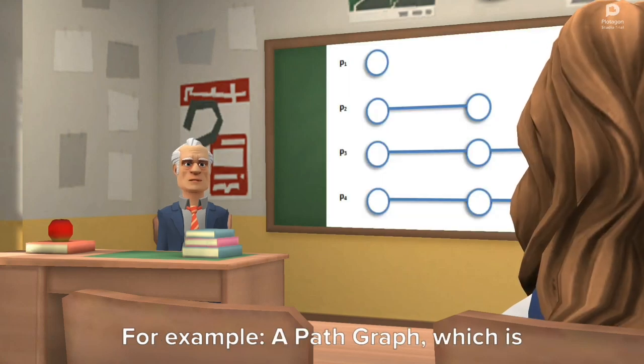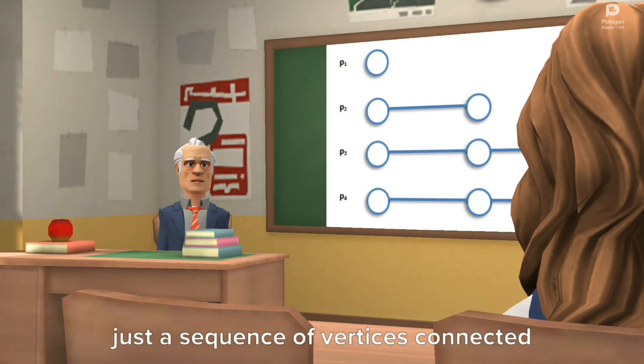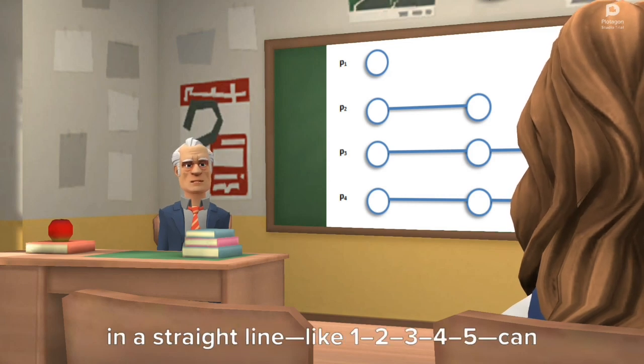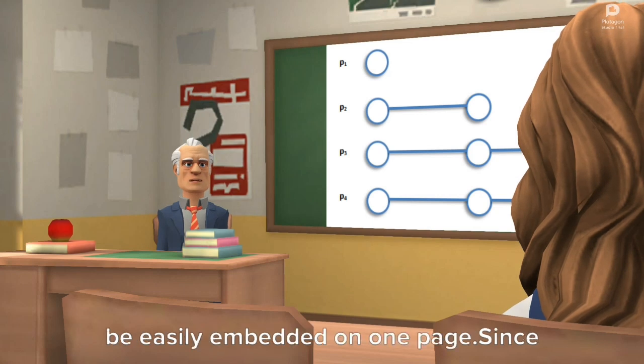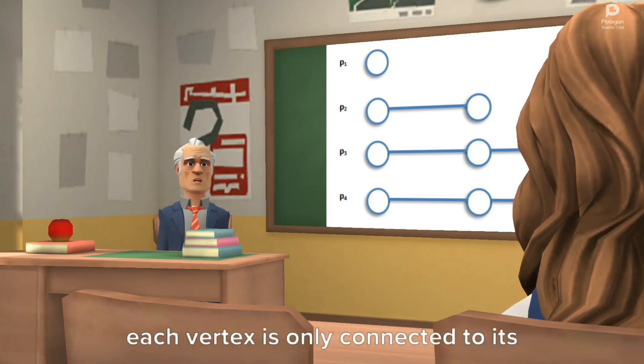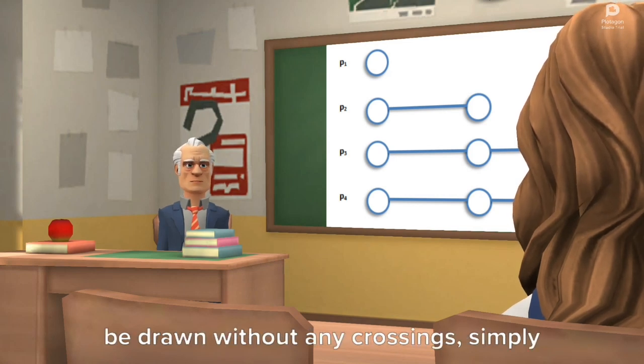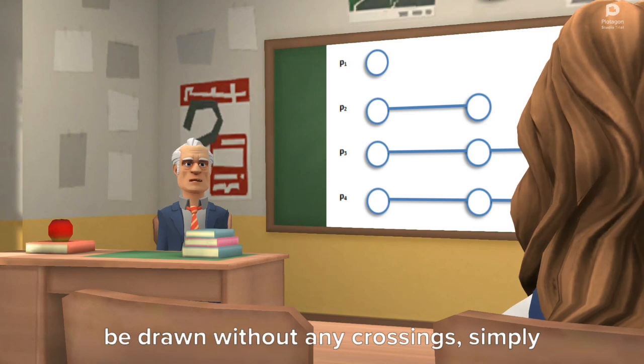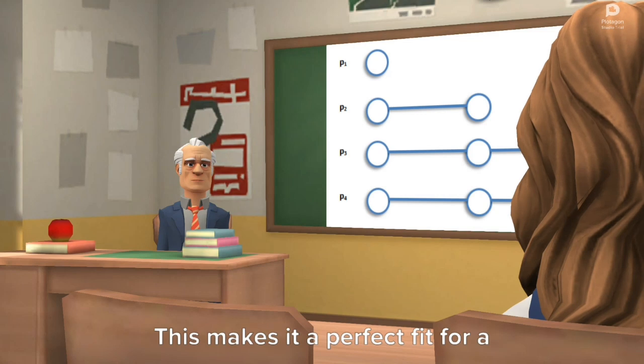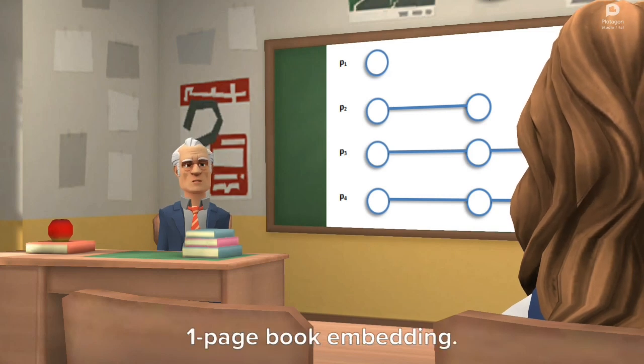For example, a path graph, which is just a sequence of vertices connected in a straight line, like 1-2-3-4-5, can be easily embedded on one page. Since each vertex is only connected to its immediate neighbors, the edges can be drawn without any crossings, simply above the spine. This makes it a perfect fit for a one-page book embedding.